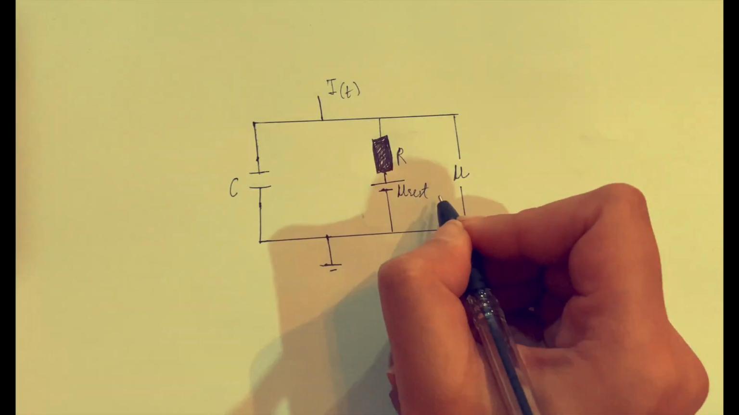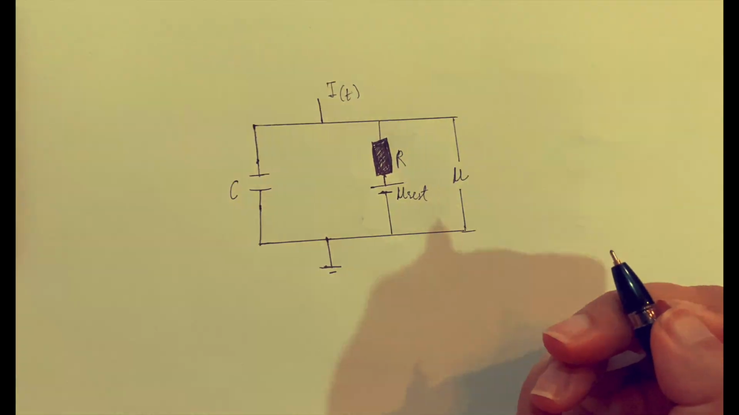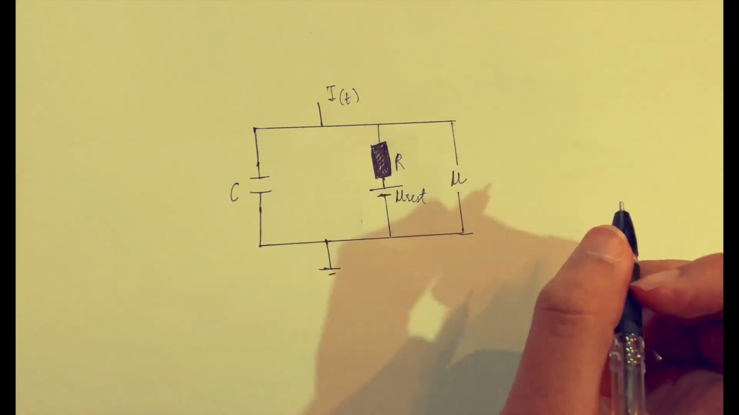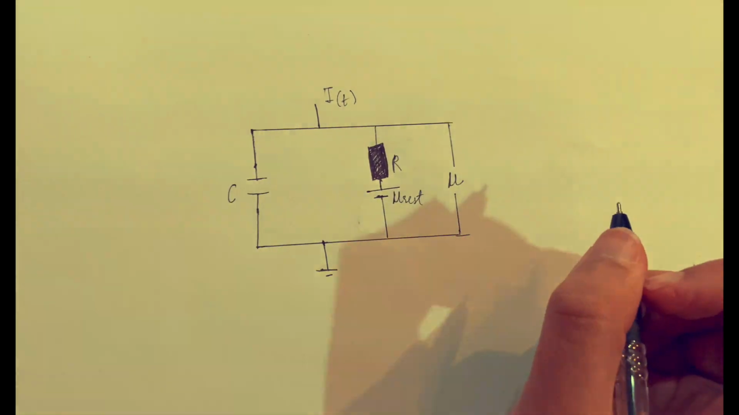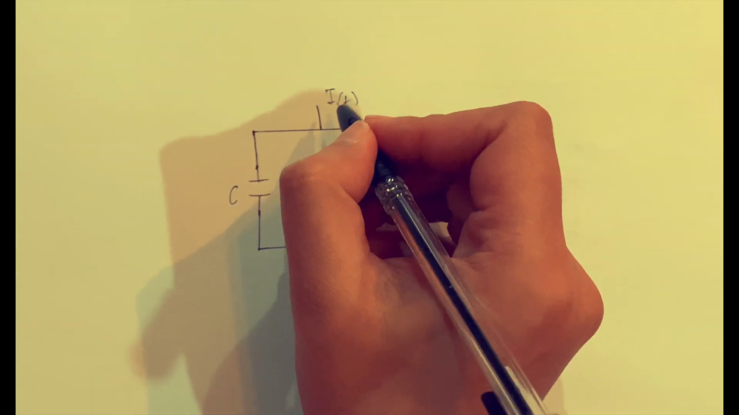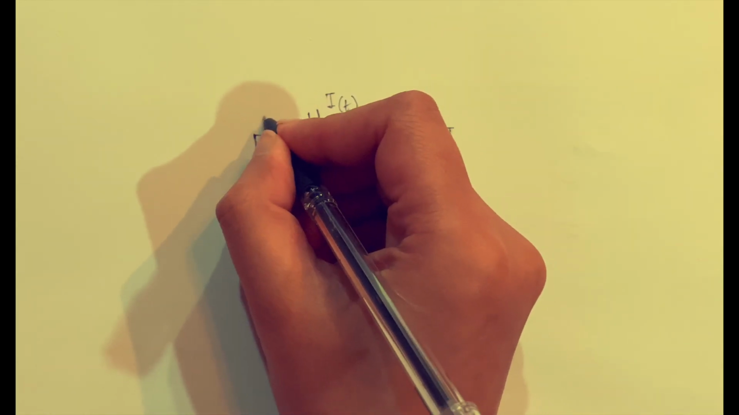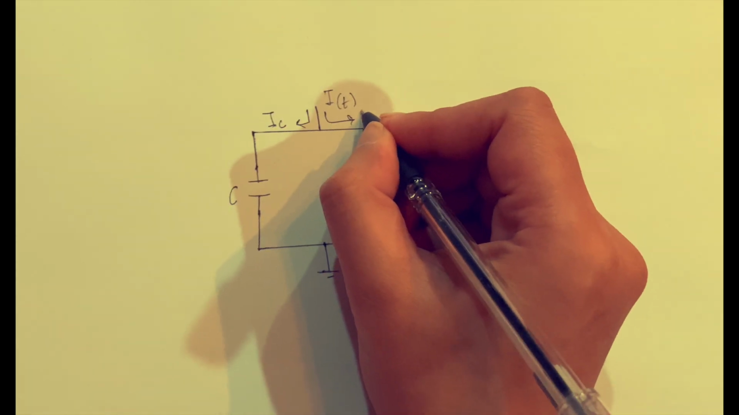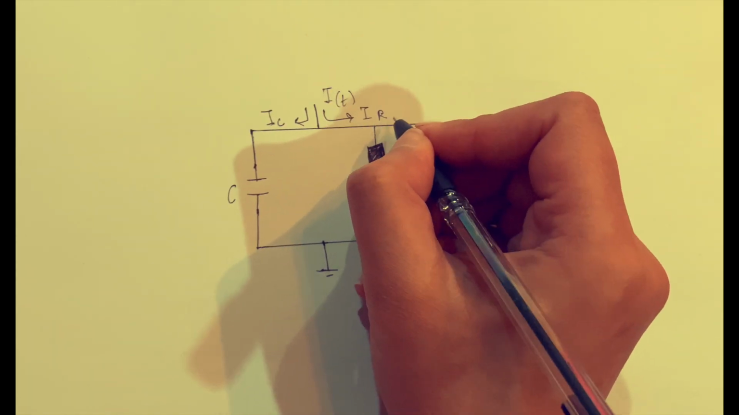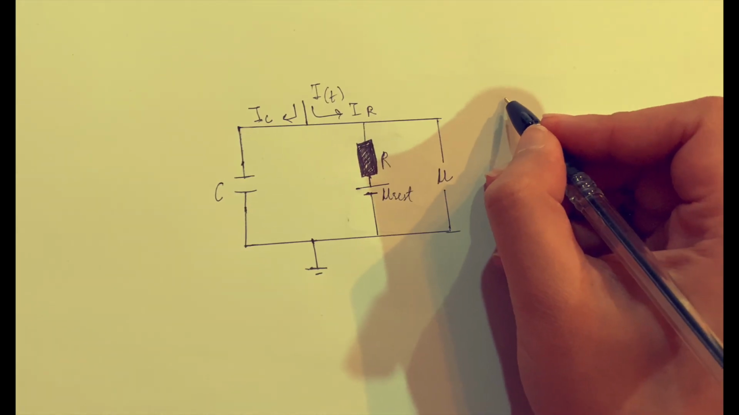When there is no current flowing through the circuit, which means that the current measured is zero, at that point the voltage measured within the circuit is known as resting voltage. We'll write that as U rest for the following derivations. Now, as some current flows into the circuit, it will split into parts. Some of it will flow through the capacitor and some of it will flow through the resistor. Now let's put this into an equation.